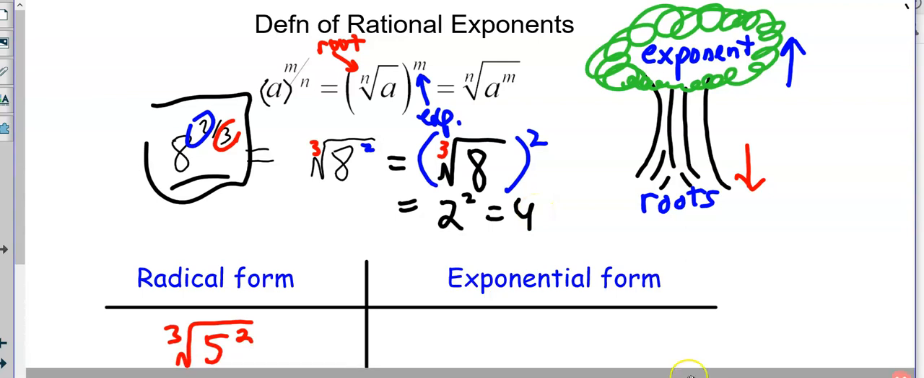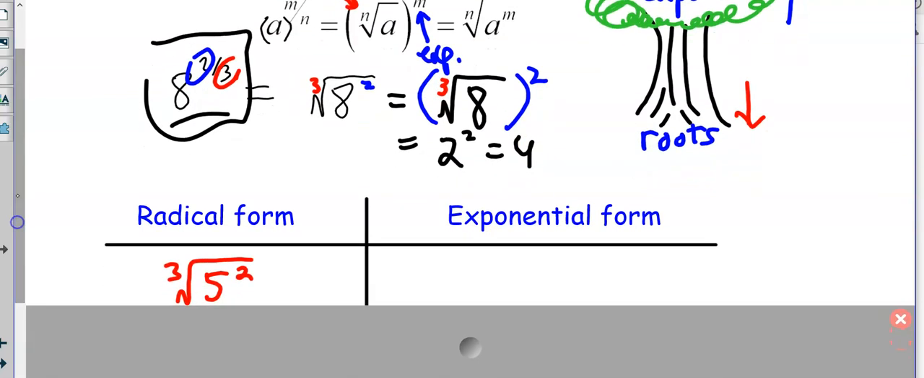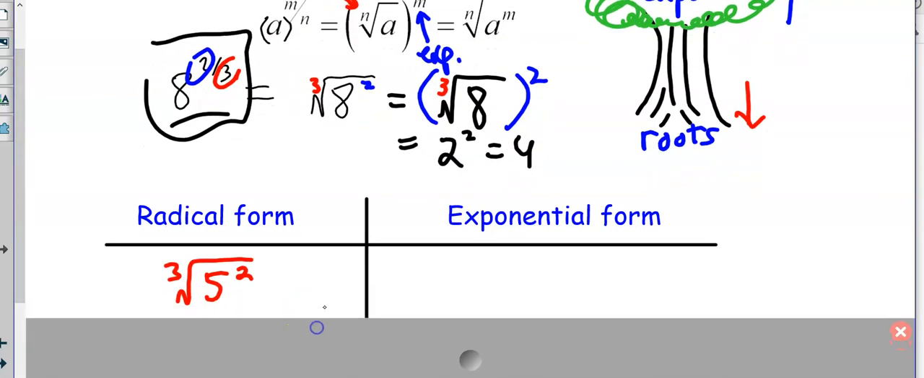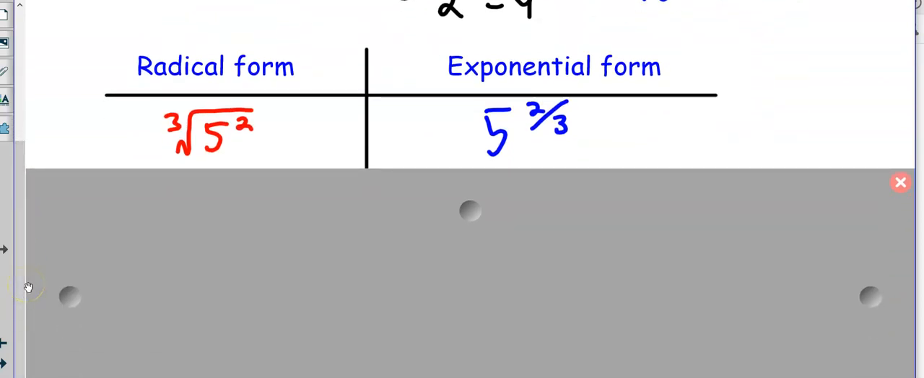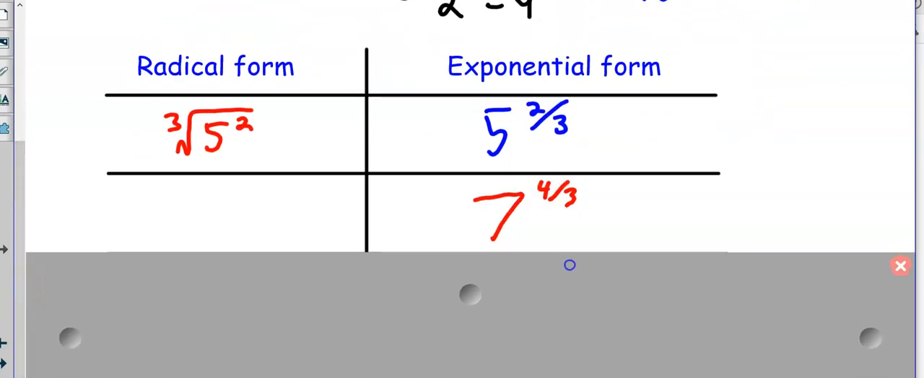So let's try one here. So what does that look like? Can you put this from radical form into exponential form? Right, so to do that, 5 is your a there, so 5 to the what power? And then you're debating, is it 2 over 3 or 3 over 2? Remember, the roots are always down low. The root is that index right there, so 3 is the root. Exponents are always up high, so 2 is the exponent. So 5 to the 2/3 is the same thing as the cube root of 5 squared.